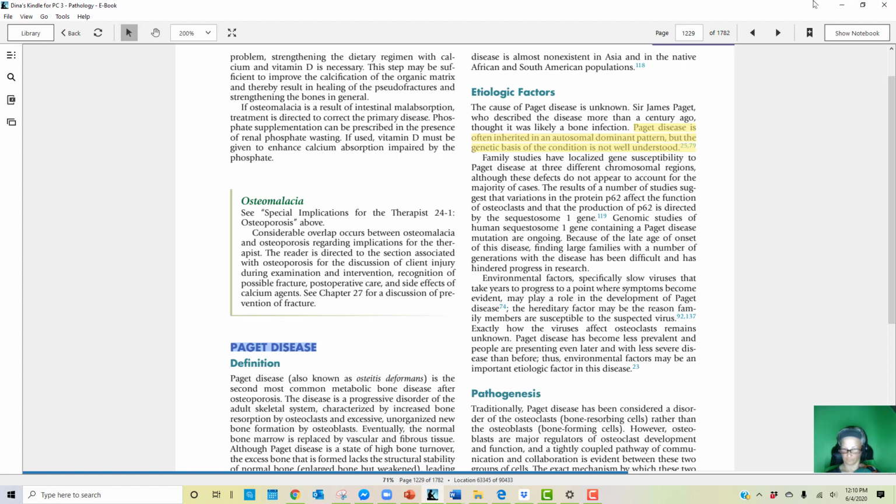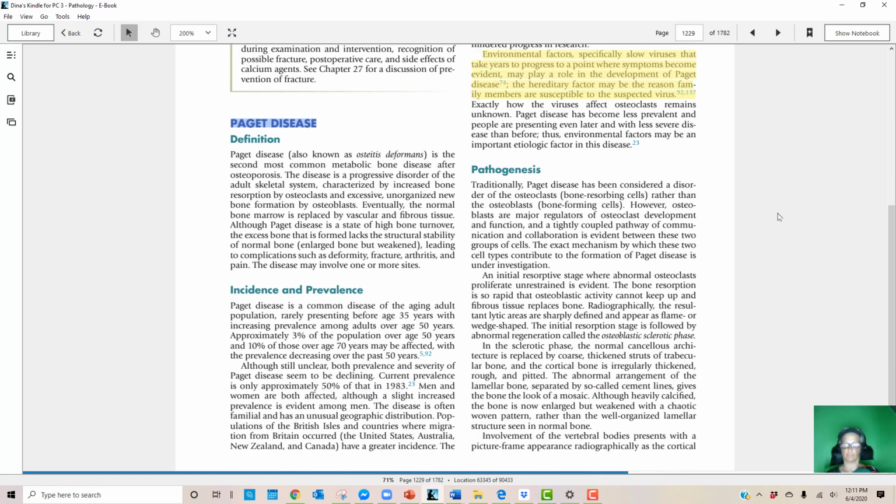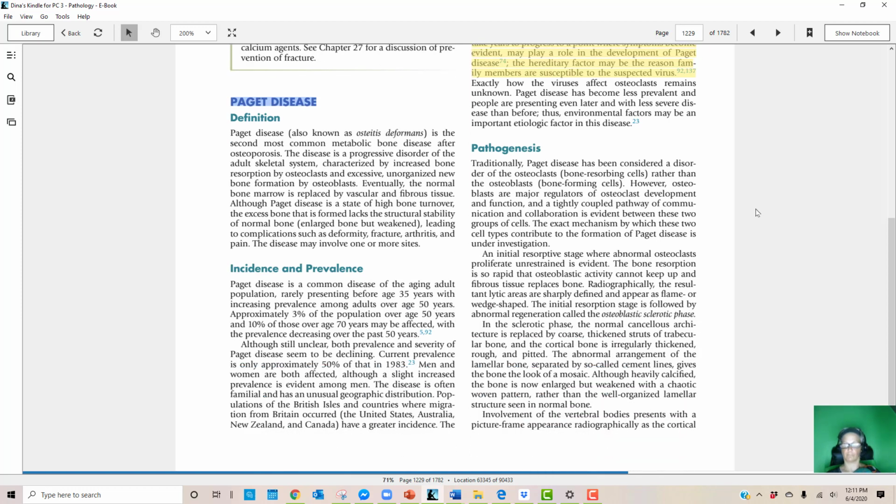Environmental factors, specifically slow viruses that take years to progress to a point where symptoms become evident, may play a role in the development of Paget's disease. The hereditary factor may be the reason family members are susceptible to the suspected virus. Exactly how the viruses affect osteoclasts remains unknown. Paget's disease has become less prevalent and people are presenting even later and with less severe disease than before. Thus, environmental factors may be an important etiologic factor in this disease.